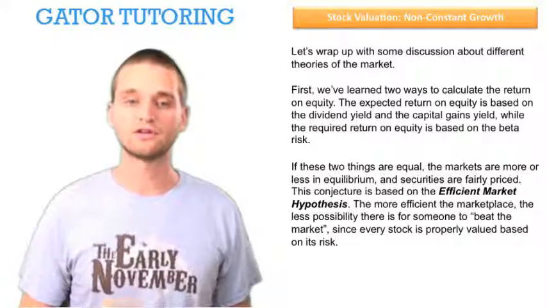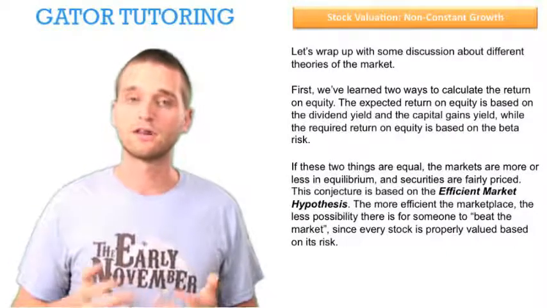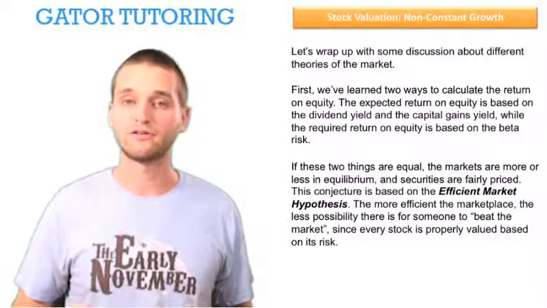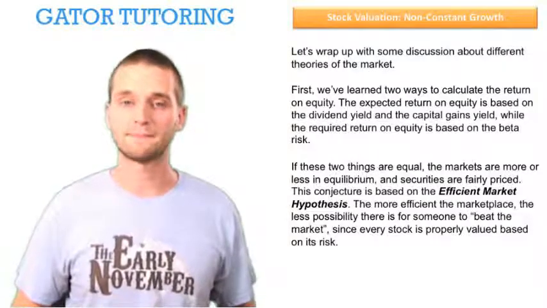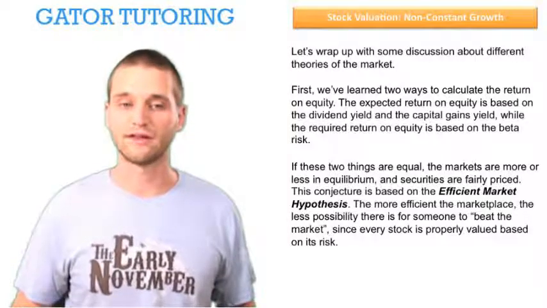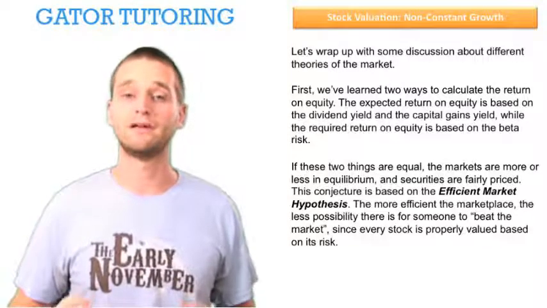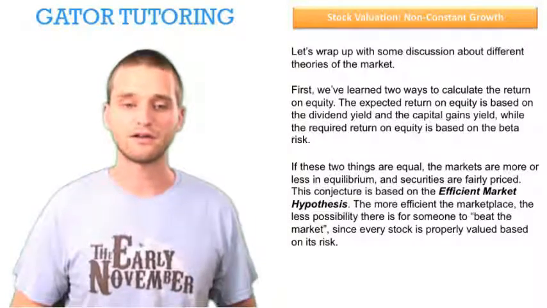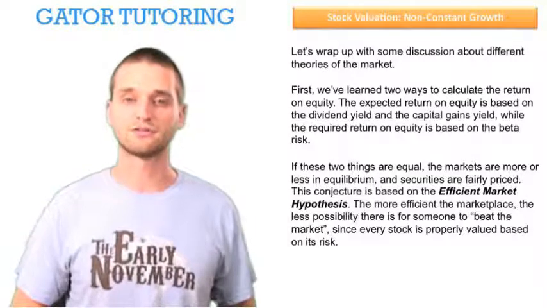If these two things are equal, the markets are more or less in equilibrium, and securities are fairly priced. This conjecture is based on the efficient market hypothesis. The more efficient the marketplace, the less possibility there is for someone to beat the market, since every stock is properly valued based on its risk.